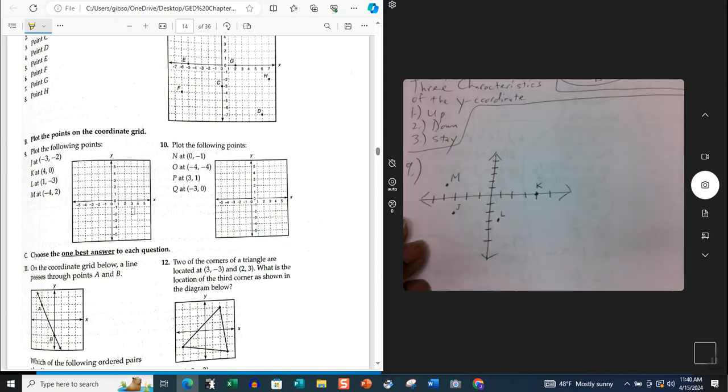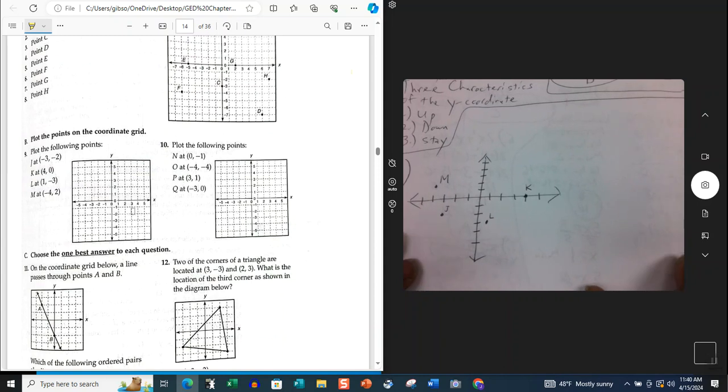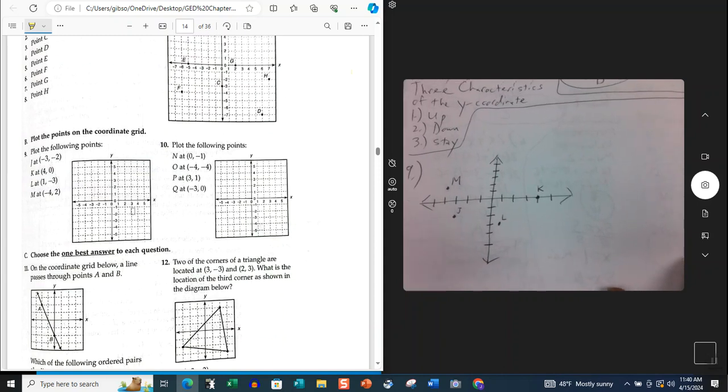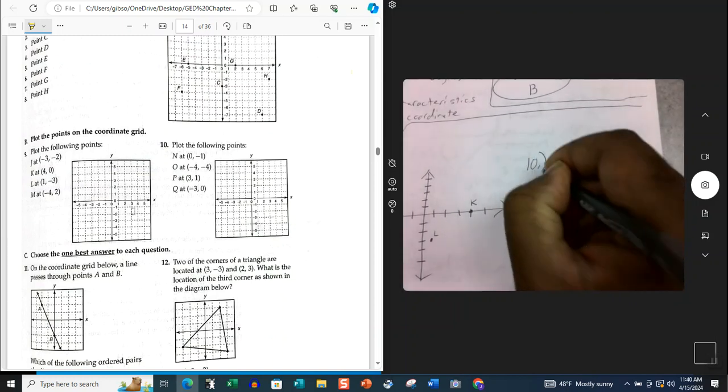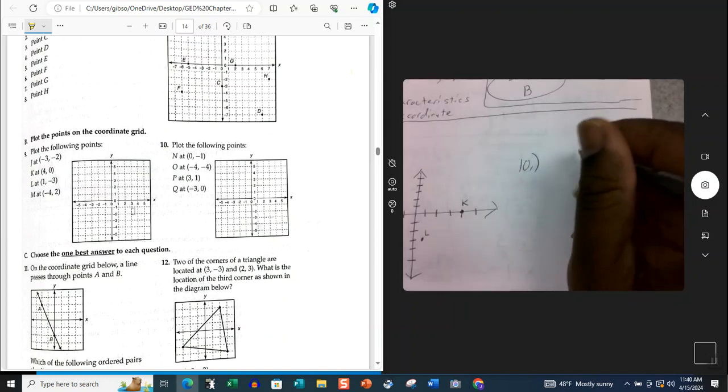So now we plotted all of those points. Now if you need to rewatch the video as far as what I just did here, rewind. Okay, now we go to problem 10. Same difference.